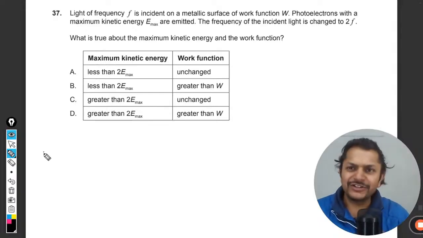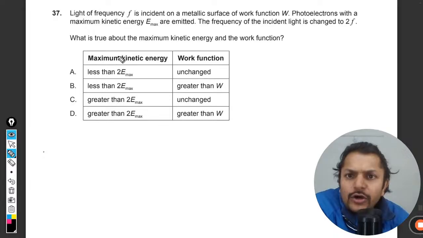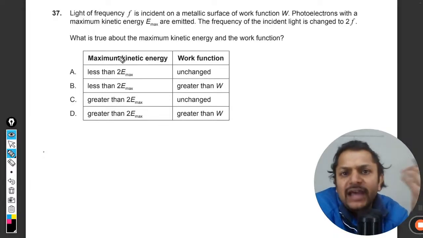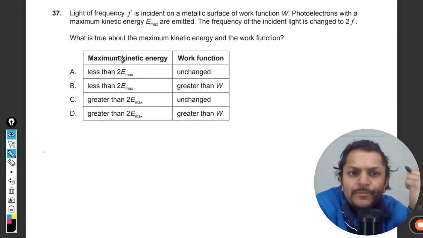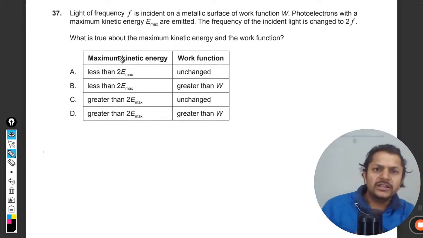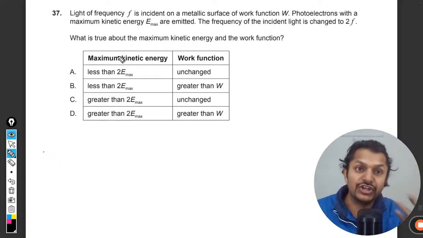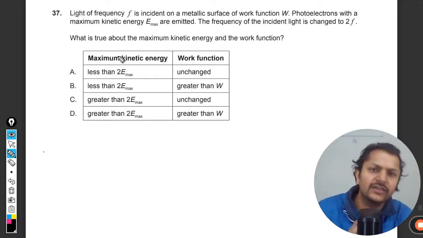Okay, dear student, let us see what is there in this question. Light of frequency f is incident on a metallic surface of work function W. Photoelectrons with a maximum kinetic energy Emax are emitted. The frequency of incident light is now changed to 2f. What is true about the maximum kinetic energy and the work function?